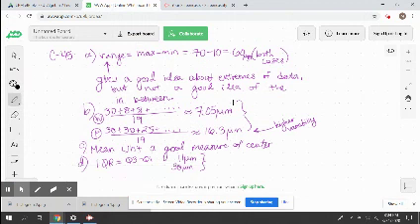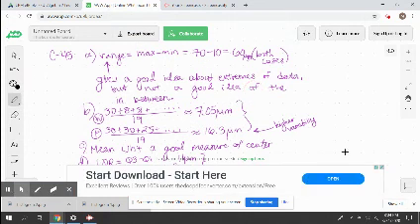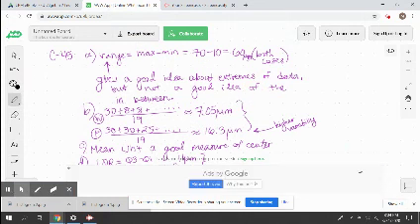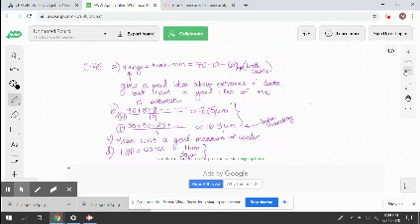Oops, wrong one. Okay. Let's zoom out a little bit. There we go.